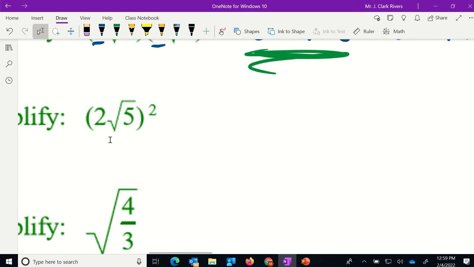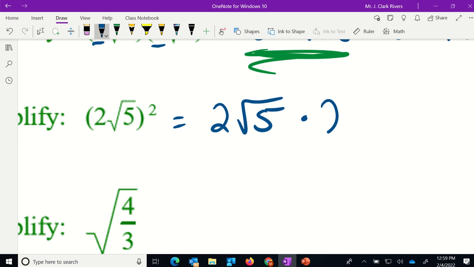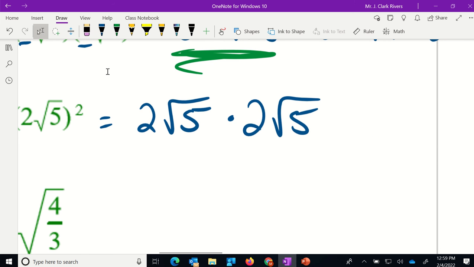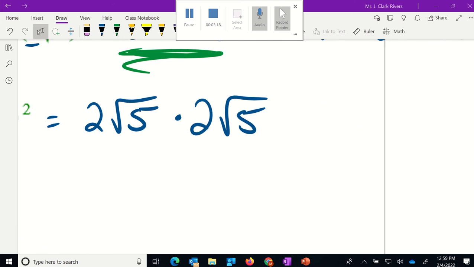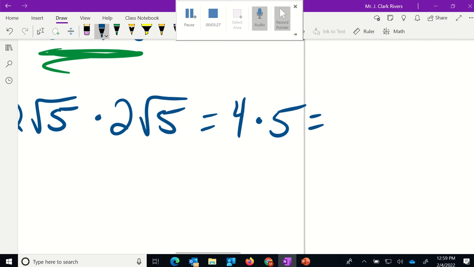Let's take a look at this one now. 2 root 5 squared. Well, this is going to be 2 root 5 multiplied by itself. So go ahead and simplify that one. I think you can do that on your own. Okay. What's 2 times 2, everybody? 4. What's square root of 5 times square root of 5? 5. So 4 times 5, we get 20.